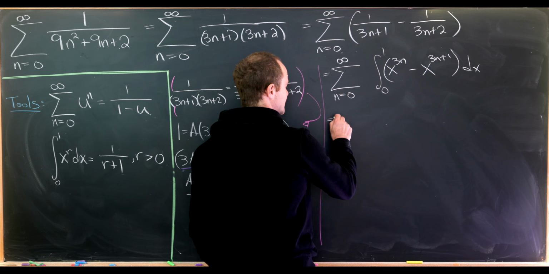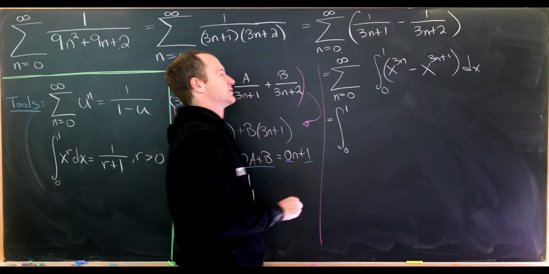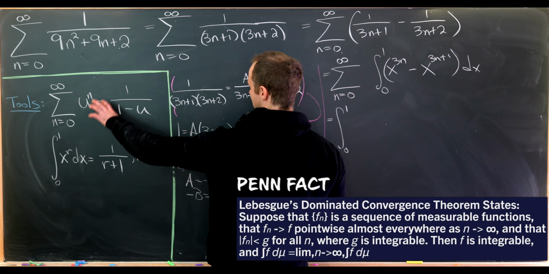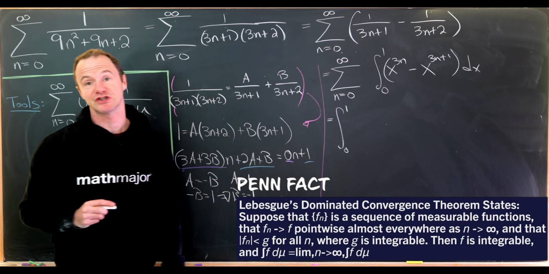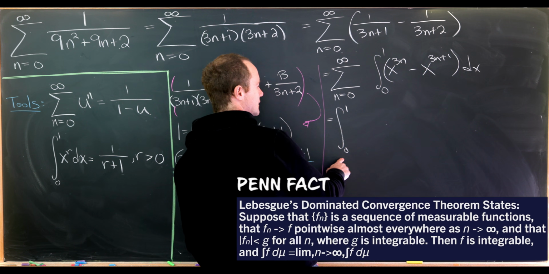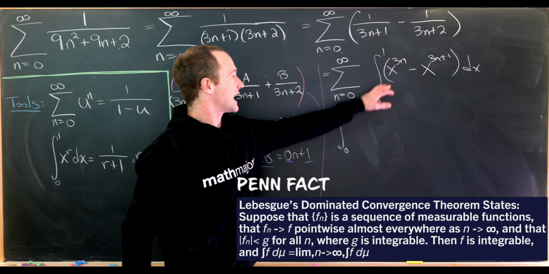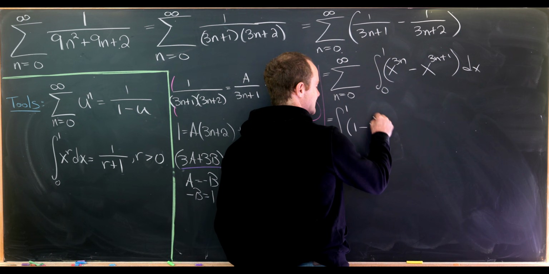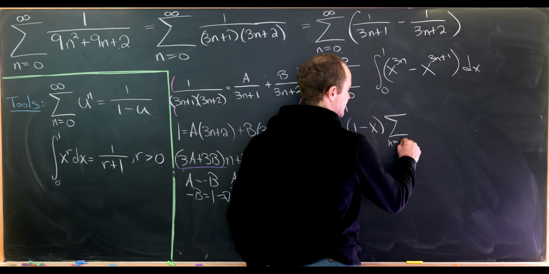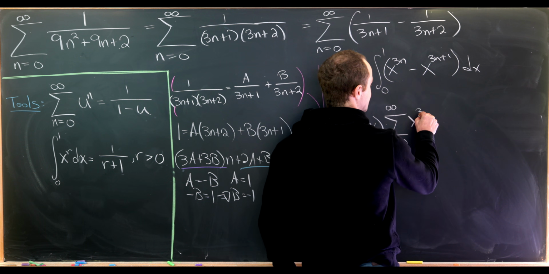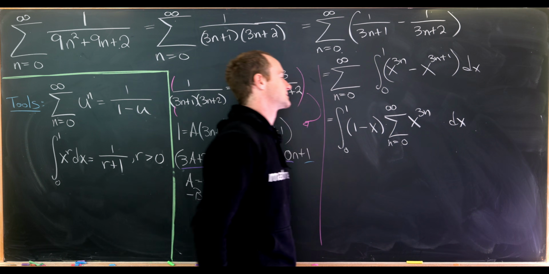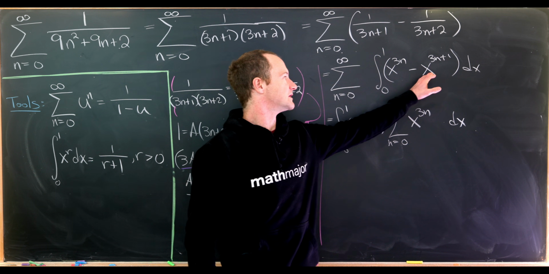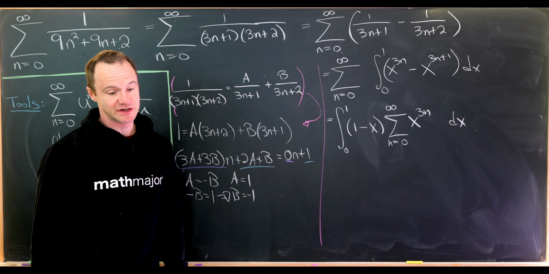Okay, now we're going to exchange the order of summation and integration, which is possible by something called the dominated convergence theorem. But this essentially always works when we have things that look like geometric series, which is what we have right here. So I have the integral from 0 to 1, and then I can factor an x to the 3n out of this, and that'll leave me with 1 minus x times the sum as n goes from 0 to infinity of x to the 3n, and then dx. So just see if we divide out an x to the 3n from this term, we get a 1. Divide it out from this term, we get an x. So we're good to go there.